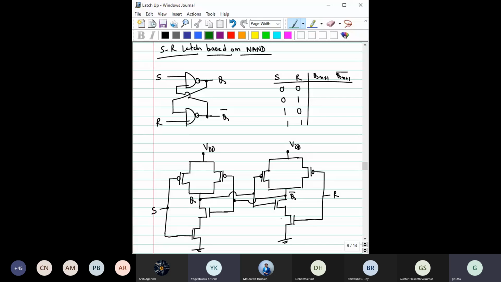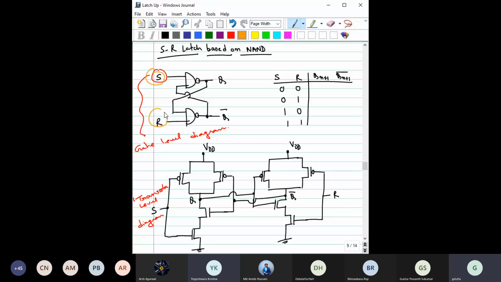Then we could have also implemented this SR latch using NAND gates, right? Okay. So this is the implementation, which is the gate level diagram. Remember, this is called the gate level diagram. This is called the circuit or transistor level diagram. Right? Transistor level diagram, gate level diagram.